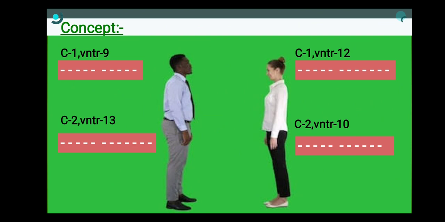variable number tandem repeat. And like that, chromosome 2 has VNTR13 in case of man, and VNTR10 in chromosome 2 in case of woman. This is the same example. Here we can understand, I hope.